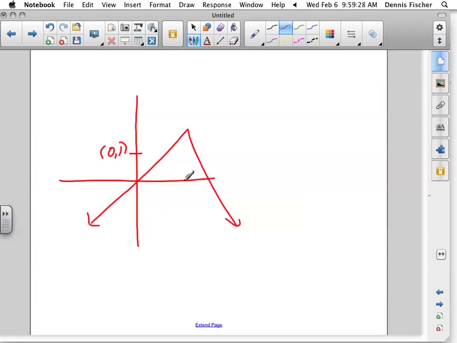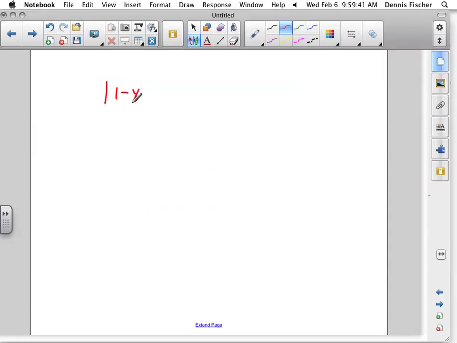And I'll explain why. One of the things when I teach this, let me write down the equation first. 1 minus y is less than or equal to. I believe that's the equation. There's no absolute value on the 1 minus 1. Oh, no, that's not okay.